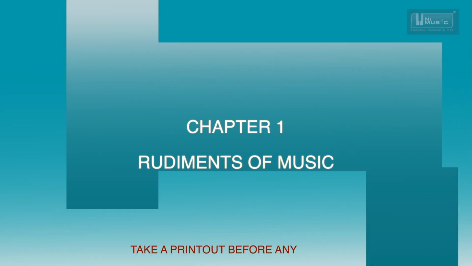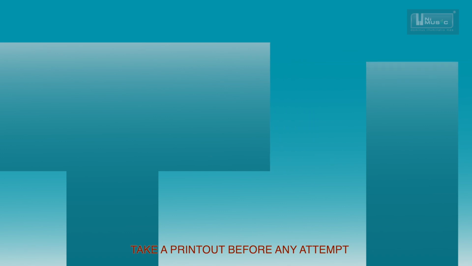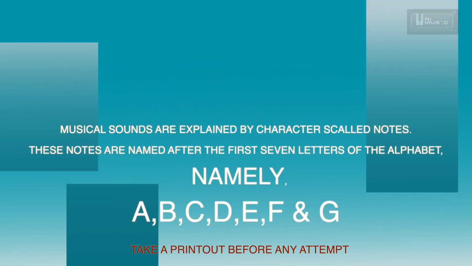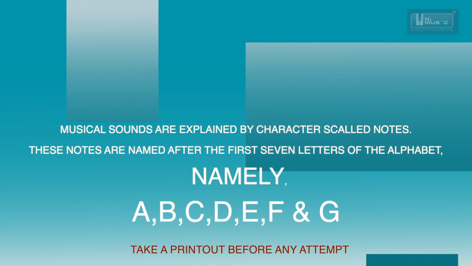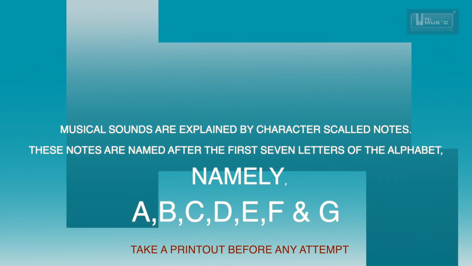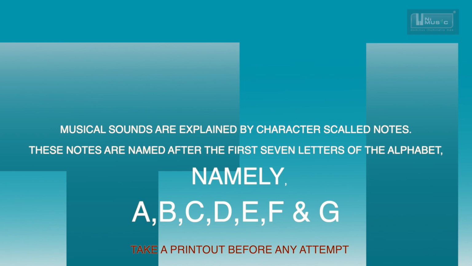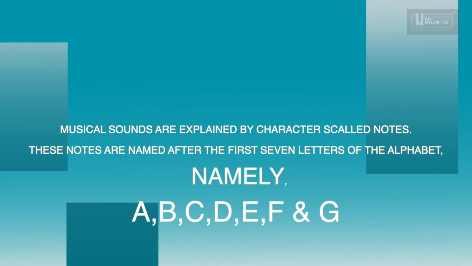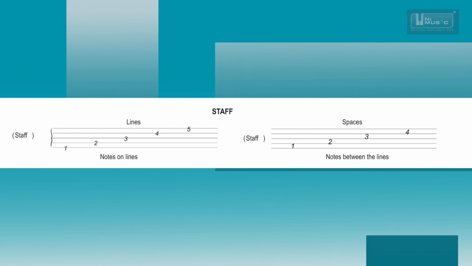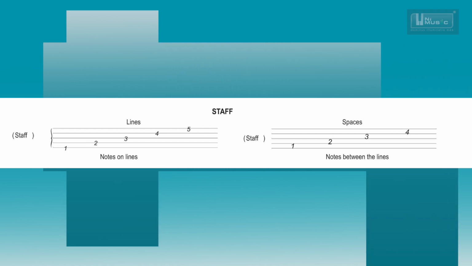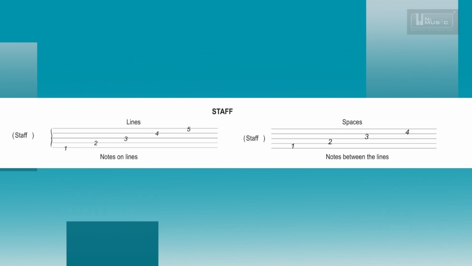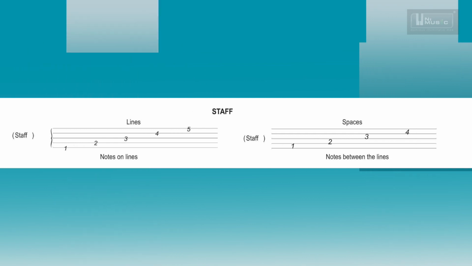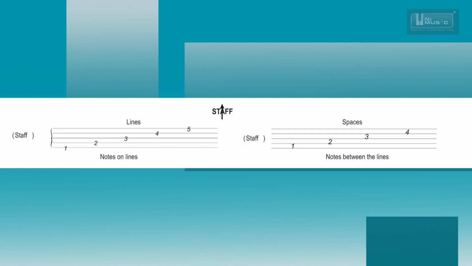Chapter 1: Rudiments of Music. Musical sounds are explained by characters called notes. These notes are named after the first 7 letters of the alphabet, namely A, B, C, D, E, F, and G. The different notes of music are written on and between the lines of a staff. The staff consists of 5 lines and 4 spaces, parallel across the book, and these are counted upwards.